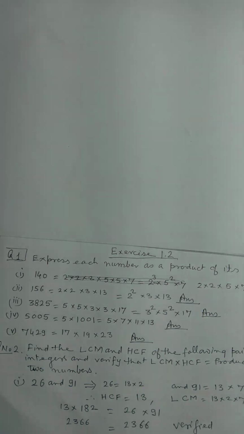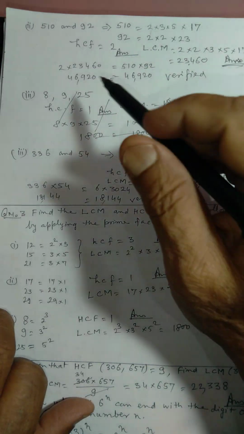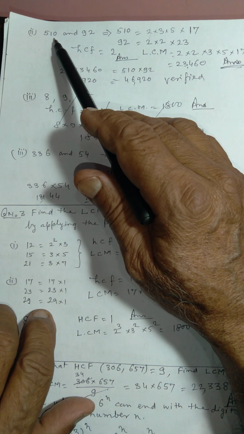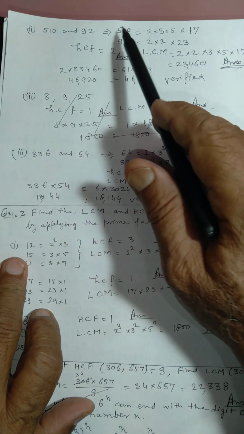Now let us verify. You see, HCF into LCM will be equal to 2366. Here the numbers 26 into 91, the product of the numbers, will also be 2366. Hence it is verified. Now let us start the second part, that is 510 and 92.